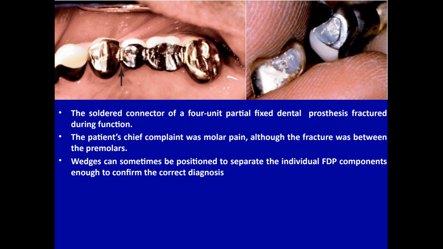The treatment: if this bar can be removed intact, the treatment can be either soldering in the lab. If we can remove the fractured bar intact without damage, it can be soldered in the lab or we remake a new FPD.